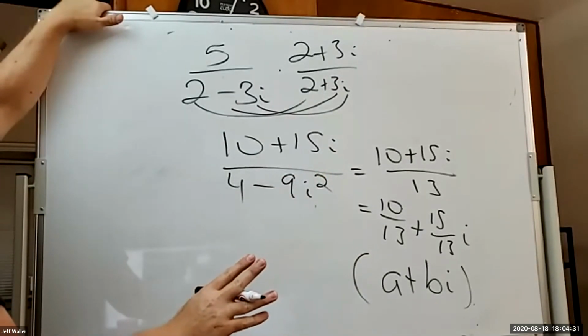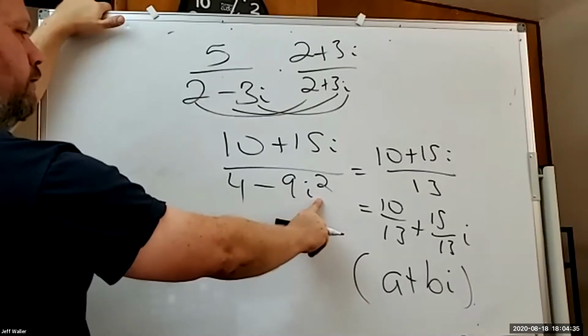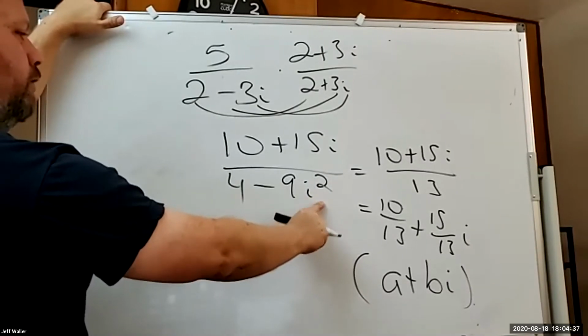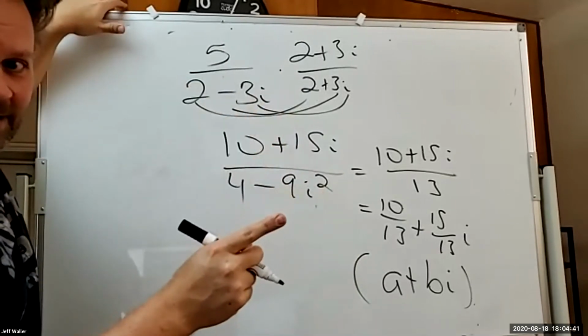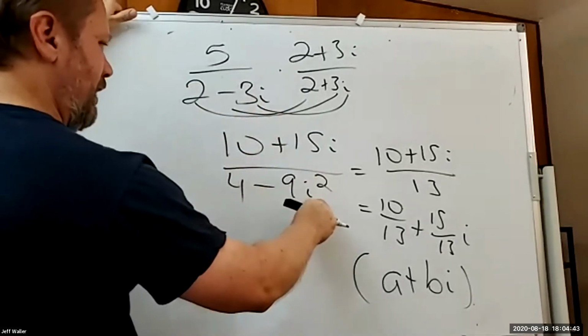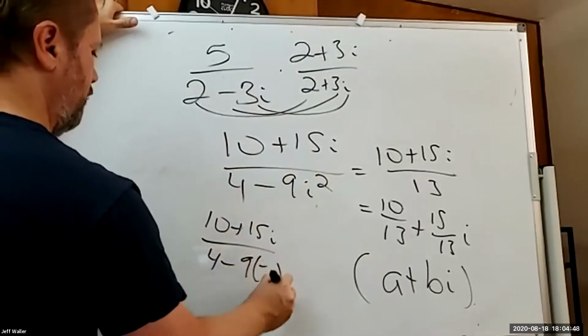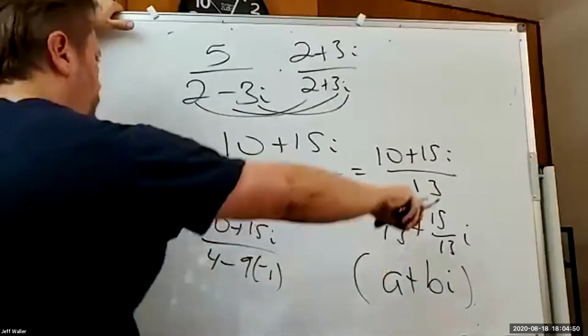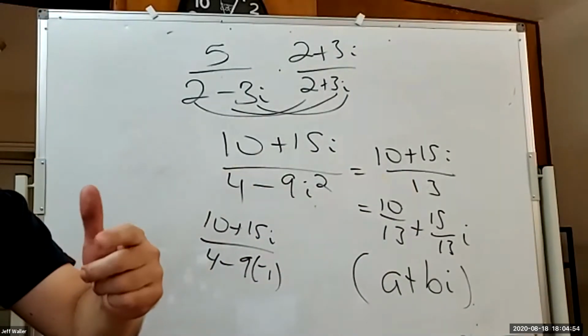No, so you flip it, right? So what's i squared? 1. No, I'm sorry. No. Negative 1. So that's negative 1. So you get 10 plus 15i over 4 minus 9 times negative 1, which leads you to 4 plus 9, which leads you to 13. Is that cool? Okay, yeah, got it. Thanks.